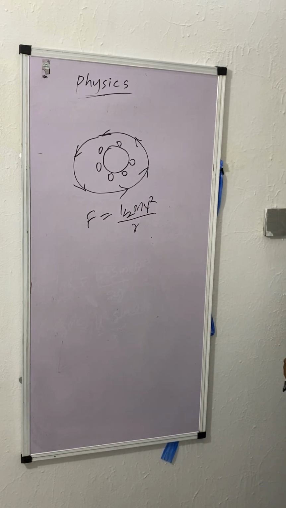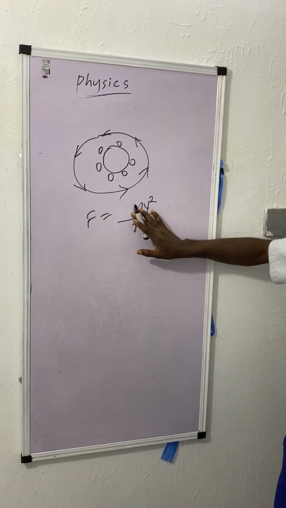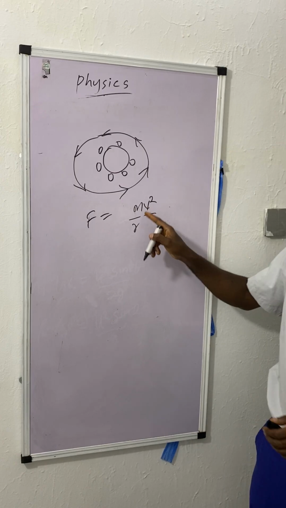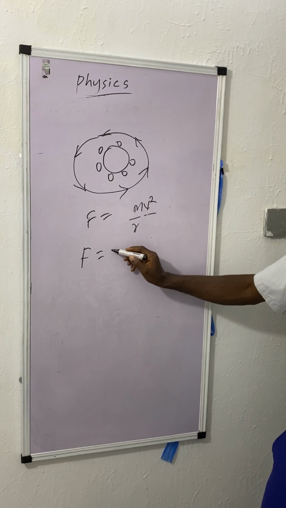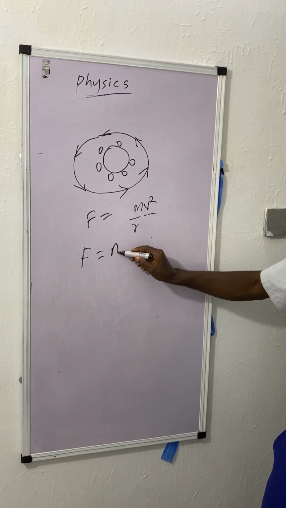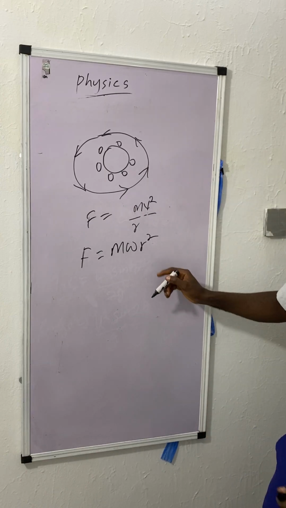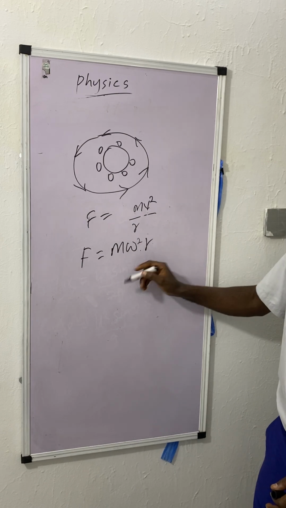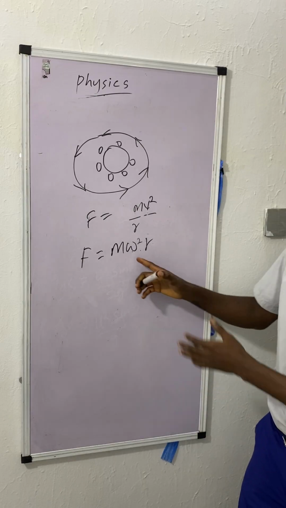Is there a half? No need for the half, because that's for potential energy. So it's given as mv squared over r, where r is the radius, m is the mass, and v is the velocity. It's also given as centripetal force equal to m, angular velocity squared, r. Angular velocity squared times r, not r squared. So it depends on what you are given to solve with.